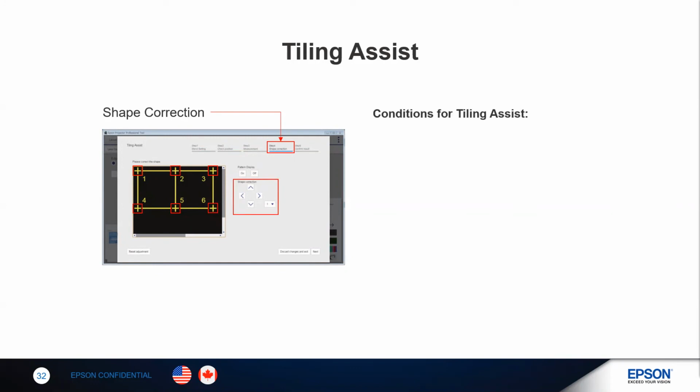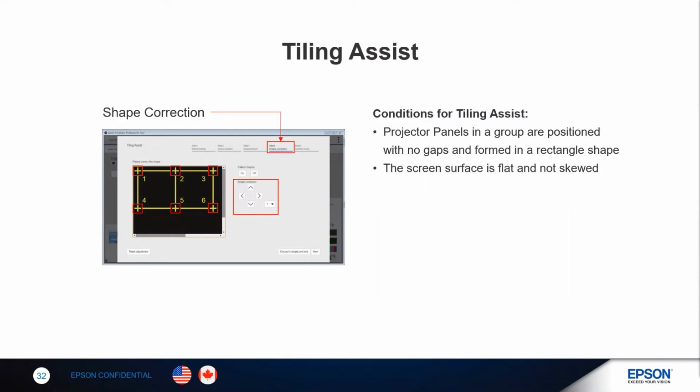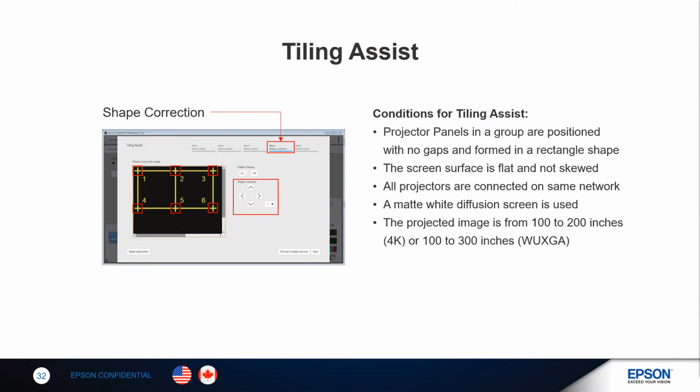The one thing we want to be aware of is that there are some conditions to make sure that this tiling works. As we mentioned before, the projector panels in the group are positioned in a rectangular shape and there are no gaps in that layout. The screen surface must be flat. The projectors are connected on the same network. The screen is matte, white, and diffused. And in terms of image size, it's 100 to 200 for a 4K image, and 100 to 300 for a WUXGA image.